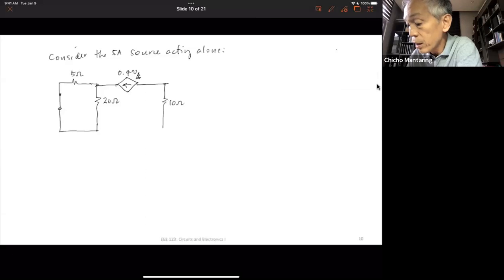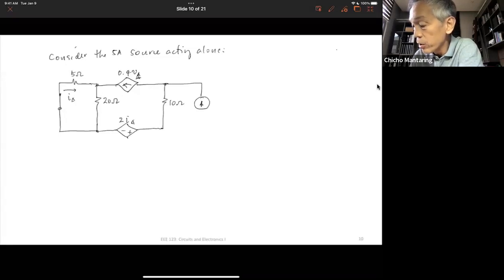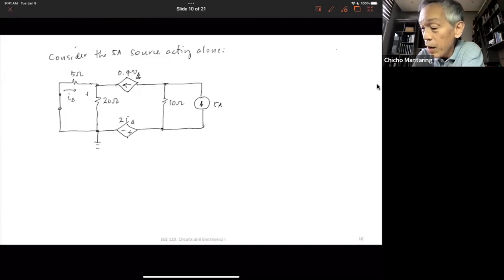Okay, here I have minus plus 2 Is of delta. Ito ngayon yung Is of delta ko, no? And then ngayon, ikakabit ko ngayon yung current source ko, which is my 5 ampere source. Okay, remember my reference is here. This now, I'm going to call this Vs of OB. This is the voltage across my 20 ohm resistor with the 5 ampere source acting alone.